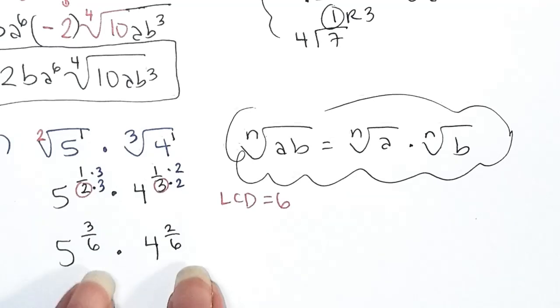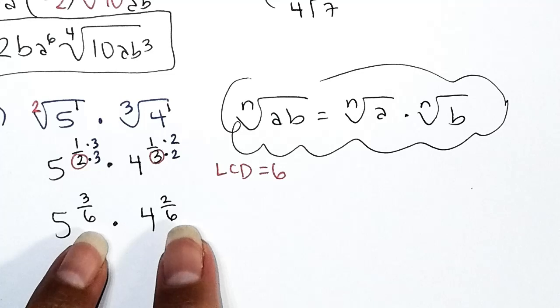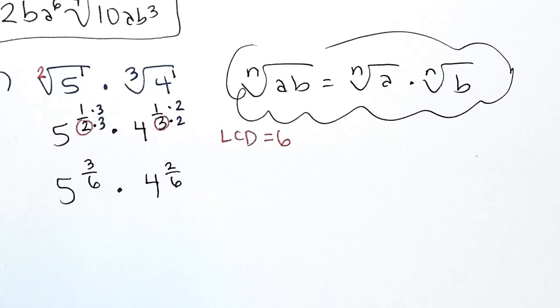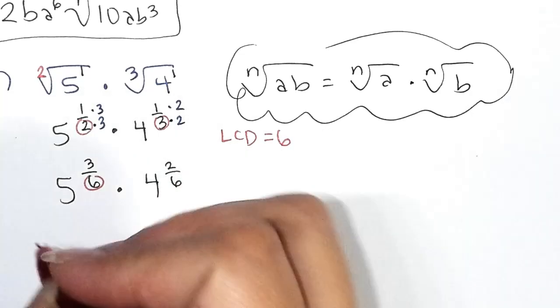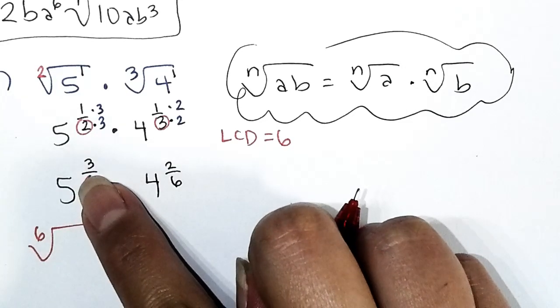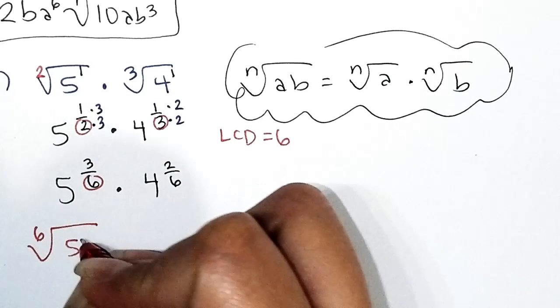But check it out. Thanks to our hard work, since the denominators are the same, when we backtrack to radical form, the indexes will be the same. So let's go ahead and backtrack to radical form. Bear in mind that whenever we have a rational exponent, that is code for a hidden radical. We're going to start with the denominator. The denominator is 6, so we're going to have the 6th root of whatever we're left with: the 6th root of 5 to the 3rd.